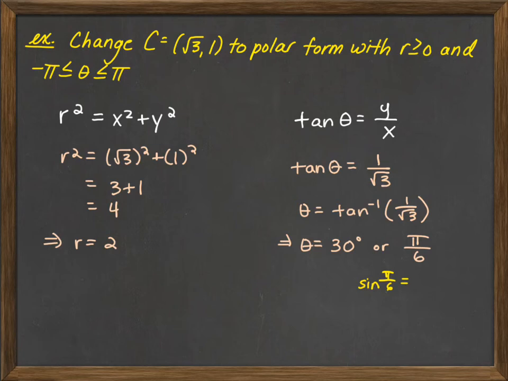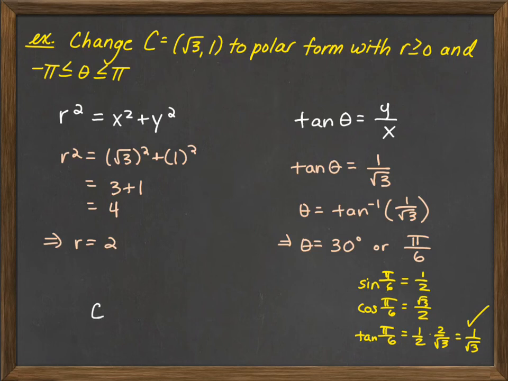Now, if you don't believe me, just to confirm, we've got the sine of π/6 is equal to 1/2. We've got the cosine of π/6 is equal to the square root of 3 over 2. So the tangent of π/6 is going to be equal to 1/2 times 2 over root 3, because when we're dividing by a fraction, we multiply by the reciprocal, and that is indeed 1 over radical 3. So we're good. So altogether, if we are writing the point C as a polar coordinate instead of a rectangular coordinate, we get that C is equal to (2, π/6).